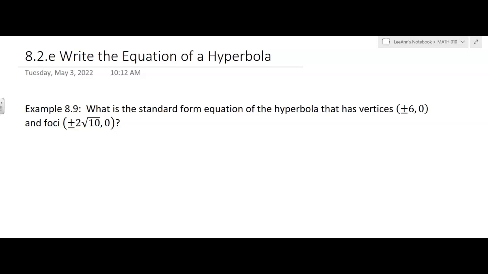So this problem should be pretty fun. We're going to write the equation of a hyperbola. The trick is there's two equations, right? So is this a side to side or an up and down? Well, we know because of the vertices, all right?